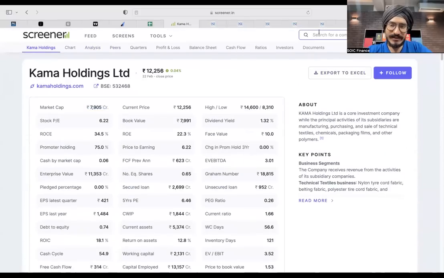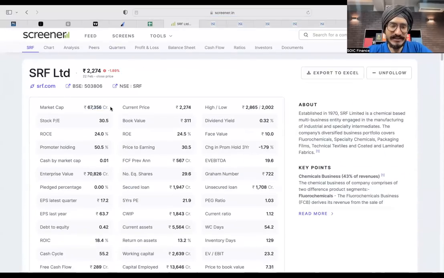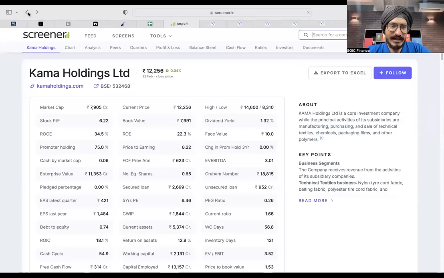लगभग 50% के आसपास एक मोटा मोटा estimate लेते हैं. What is SRF's market cap today? 67,356 crores. तो 50% इसका कितना हो गया? 33,700, 33,600 और कुछ, मतलब you can just get an idea. 33,670 crores टाइप ऐसे ही कुछ होएगा. So what's the market cap for Kama Holdings today? 7,905 crores. So आपका holding है 33,675 crores का, whereas your market cap today is 7,905 crores.